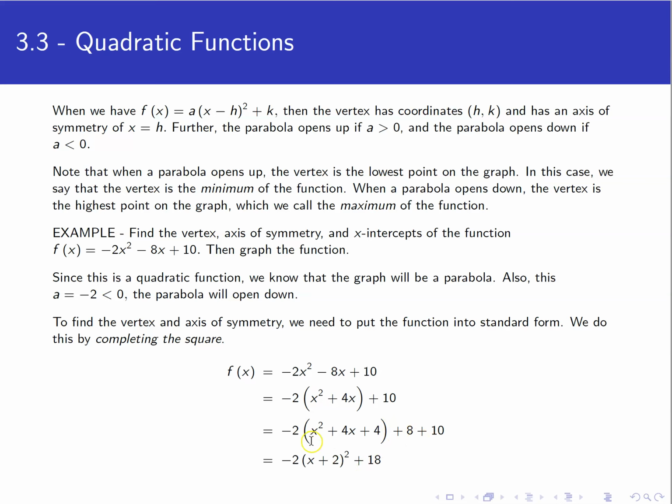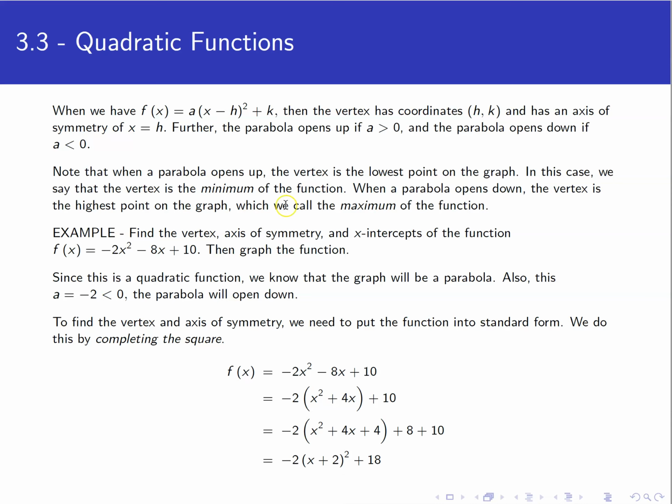Now we can factor. We've rigged it so it factors every single time. This will always factor as x, whatever the sign is, half that coefficient, and then quantity squared. This factors as x plus 2 squared. We've rigged it so it does every single time. That's what completing the square does.